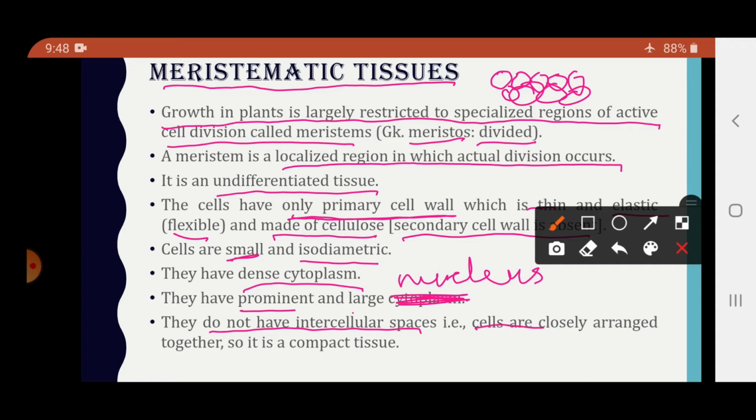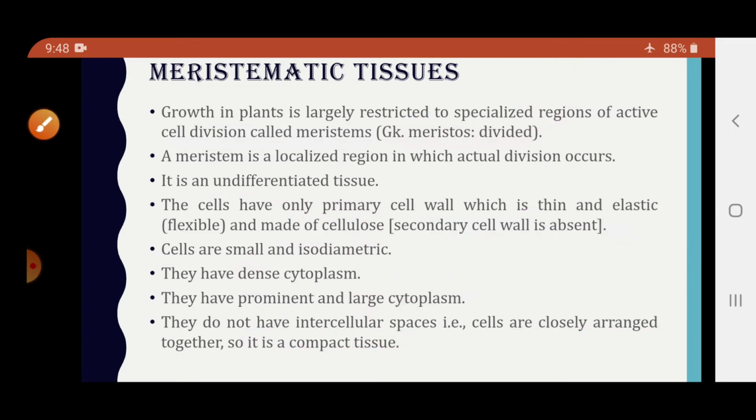It means the cells are closely arranged together, so it is a compact tissue. Which type of tissue it is? It is a compact tissue. Why compact? Because cells are closely arranged together, leaving no intercellular spaces between them. Inter यानी between, cellular यानी cells. So there is no space between the cells. Why? Because the cells are arranged compactly. They are arranged very close to each other.